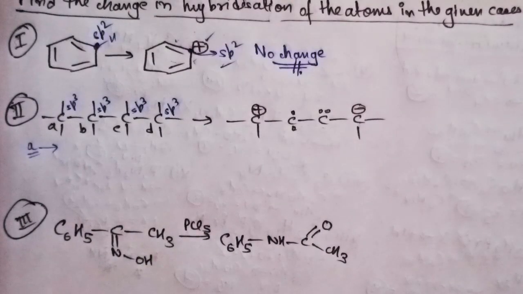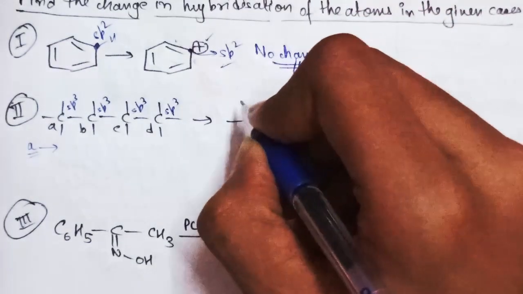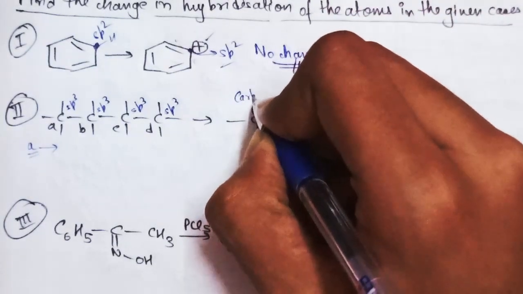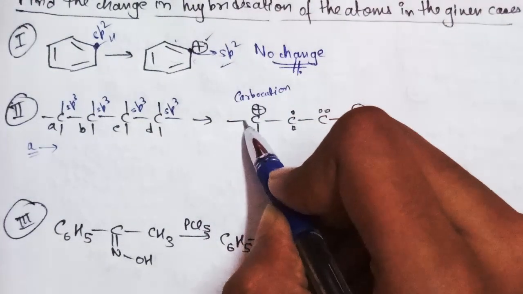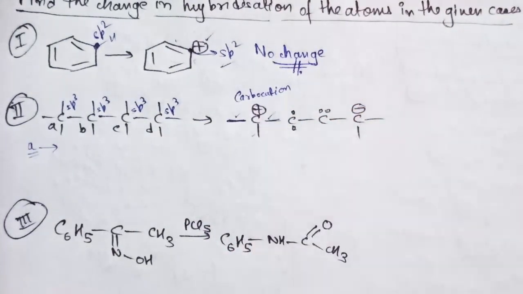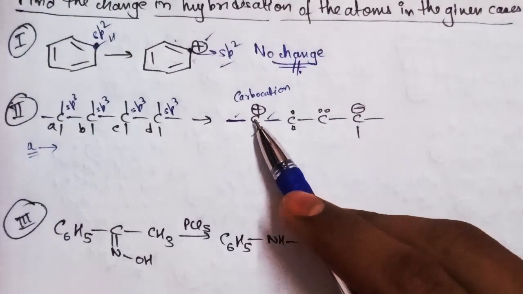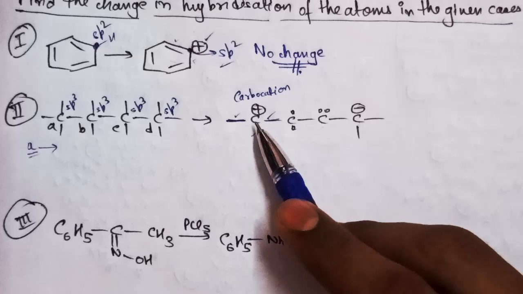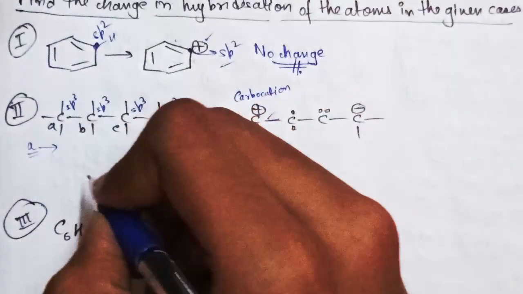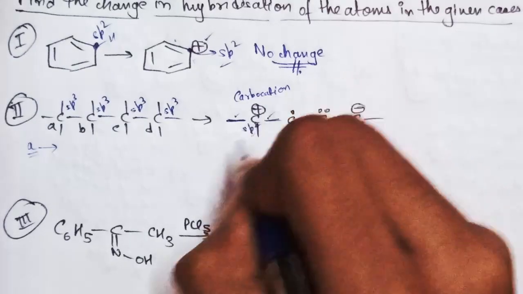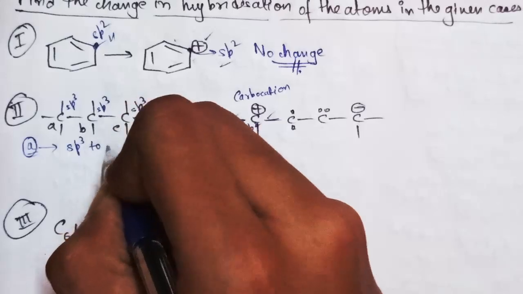For A, we can see that it has converted into a carbocation. Therefore, we can see that there are 3 sigma bonds and this positive charge in its pure p orbital state. This positive charge is a vacant p orbital, therefore it is in its pure state. So there are 3 sigma bonds, making the hybridization sp2. Therefore, in case A, the hybridization changes from sp3 to sp2.